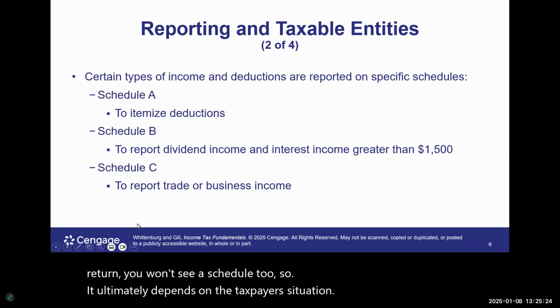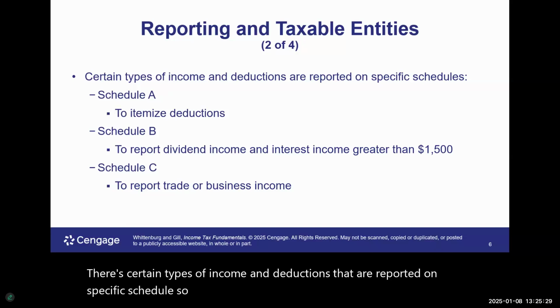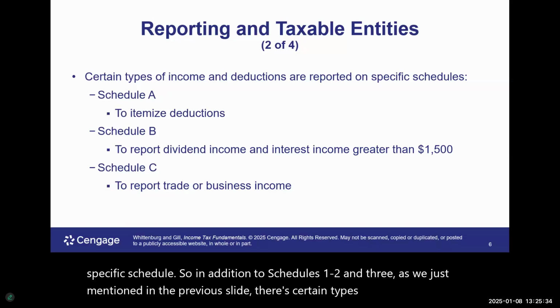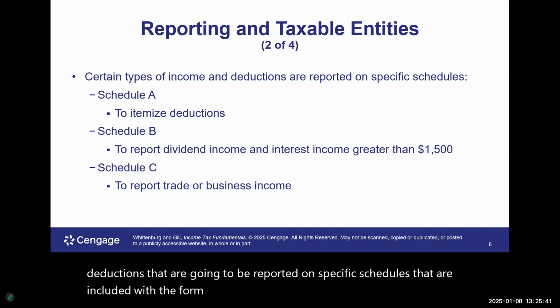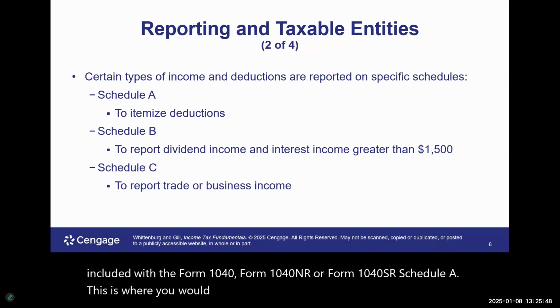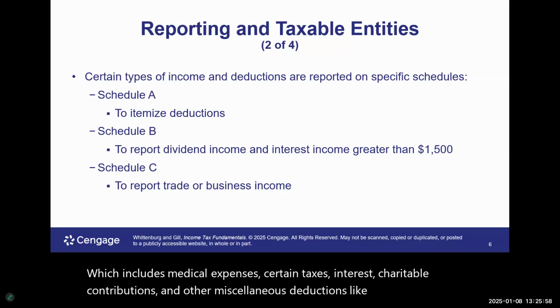There's certain types of income and deductions that are reported on specific schedules. So in addition to Schedules 1, 2, and 3, as we just mentioned in the previous slide, there's certain types of income and deductions that are going to be reported on specific schedules that are included with the Form 1040, Form 1040-NR, or Form 1040-SR. Schedule A, this is where you would report itemized deductions, which includes medical expenses, certain taxes, interest, charitable contributions, and other miscellaneous deductions like casualty, theft, and loss.